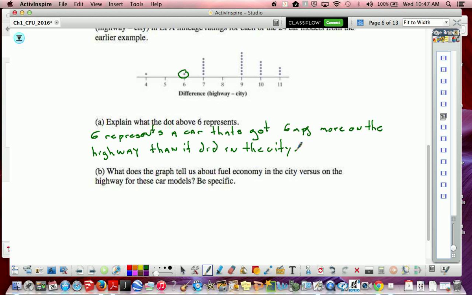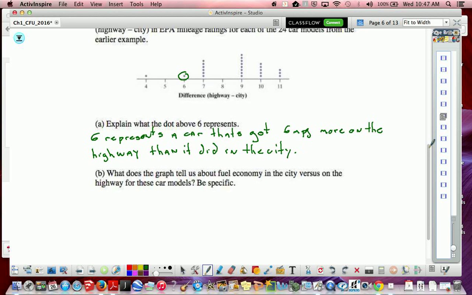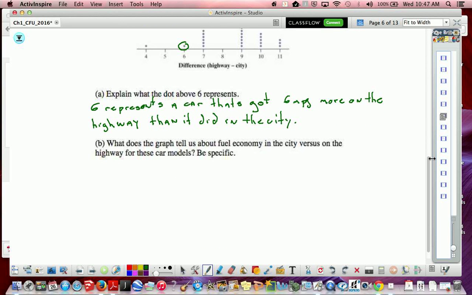All right, question B says, what does the graph tell us about fuel economy in the city versus highway for these models? It says be specific. When it says be specific, you've got to give some sort of numerical or specific examples that you are looking at from the graph. There's definitely several examples that you could talk about here. But what's one of the biggest key things that this graph is showing? Well, it's showing that all the cars in the graph did get better gas mileage on the highway than in the city. So I'm going to note that first.